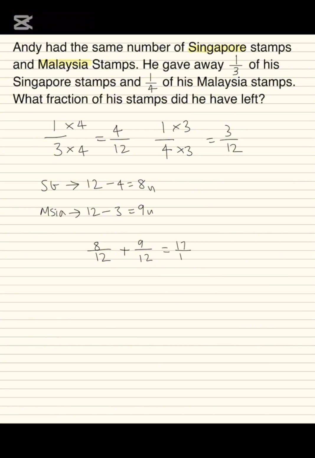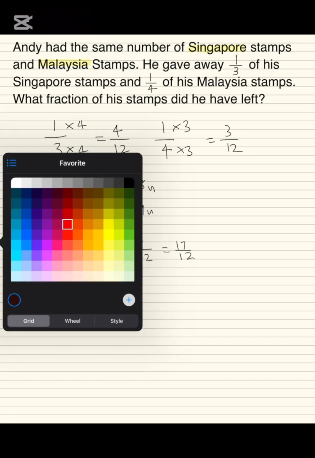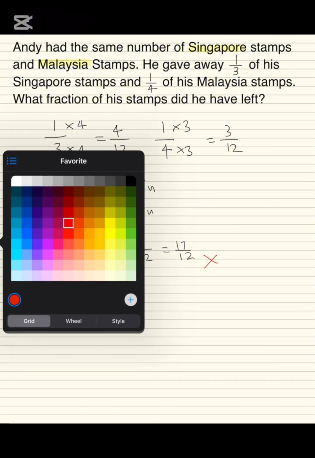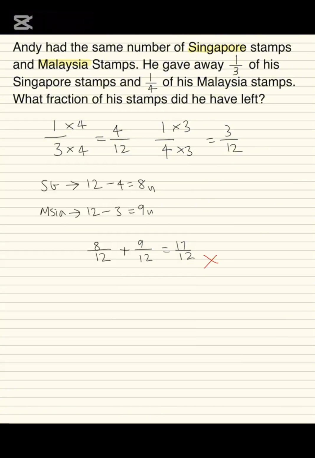They'll get 17/12. But this answer that they get is totally wrong. Why? Because how can Andy end up with more than what he had? Remember, 1 whole in this case is actually 12/12, right? How is it that he ends up with 17/12? He has more stamps than he had initially.